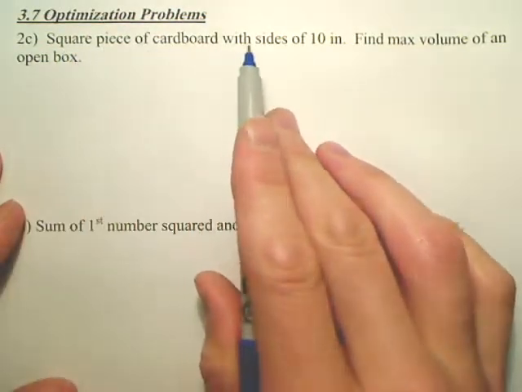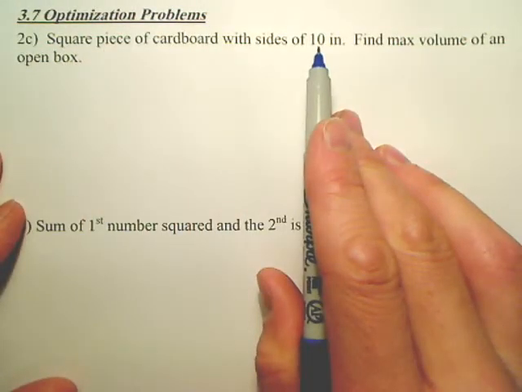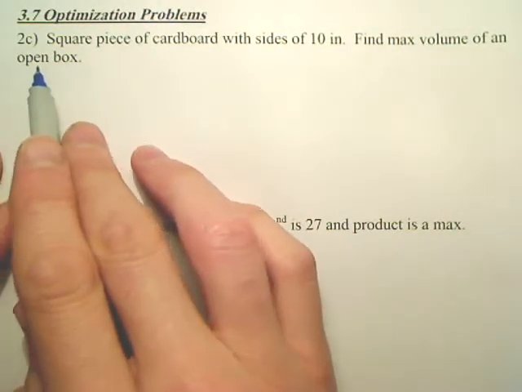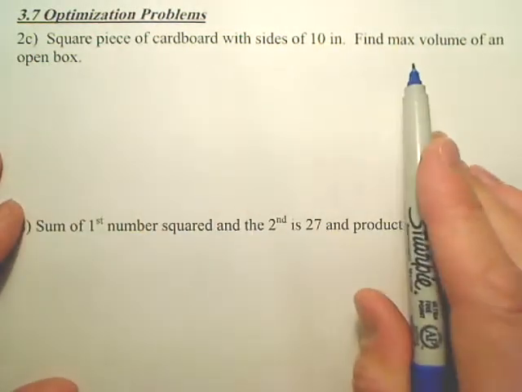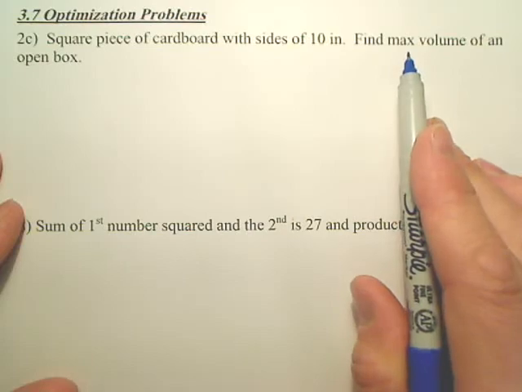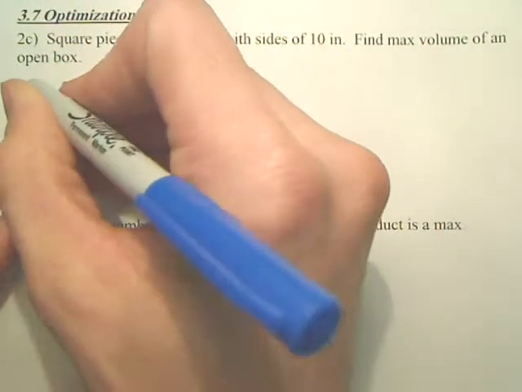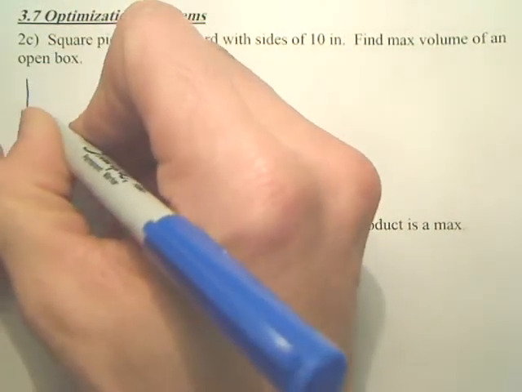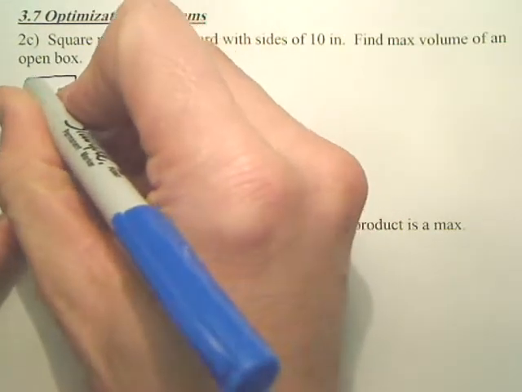A square piece of cardboard that's 10 inches on each side. You want to make an open-ended box, and you want to find the maximum volume. Now, this is kind of hard for some people to visualize, and one of the things in optimization problems is you want to make a picture.